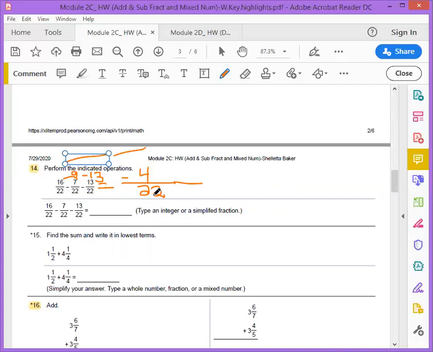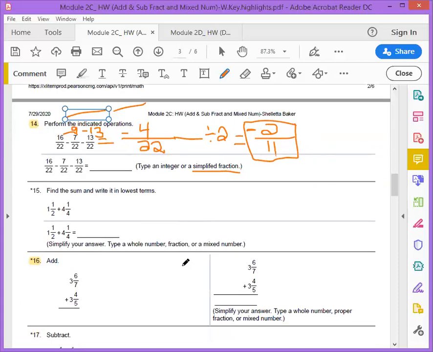So negative 4 over 22 is our answer, but it's not simplified. It's not in lowest terms. We can still divide both 4 and 22 by 2. So we need to divide to simplify our fraction. 4 divided by 2 in the numerator becomes 2. 22 divided by 2 in the denominator becomes 11. And remember that was negative, so we want to make sure we carry over that negative symbol. Our answer should be negative 2 divided by 11.